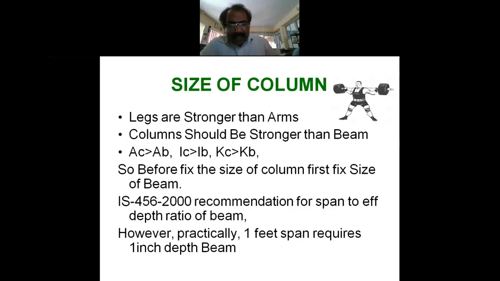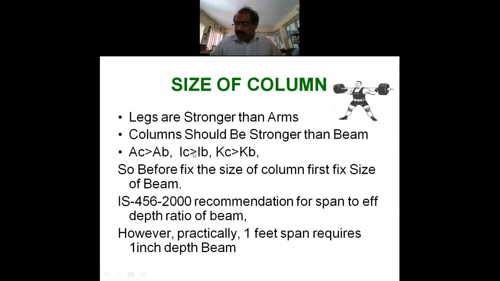Normally, in practical conditions, before going deep into the code books, practically people keep 1 inch of depth for 1 foot of span. That is, if the span is 10 feet, the depth is 10 inches. The span is 20 feet, the depth is 20 inches. The span is 30 feet, approximately the depth is 30 inches, inclusive of slab thickness. With a slab thickness of 5 or 6 inches included, the beam size is arrived at. This is how the column should be arrived at.